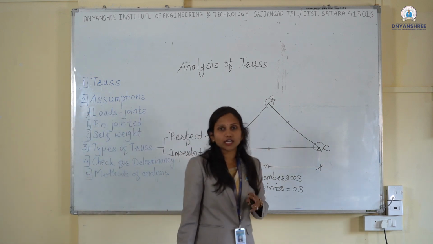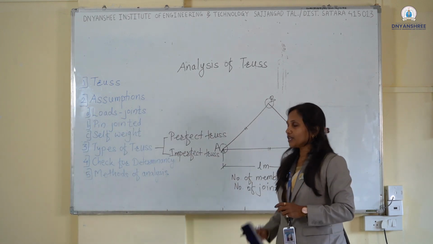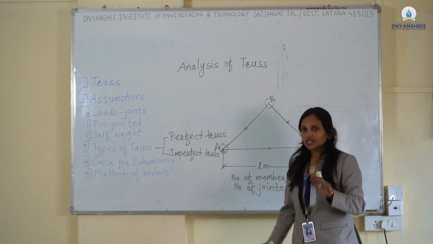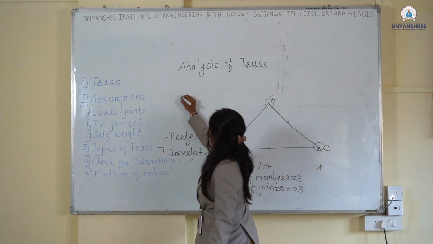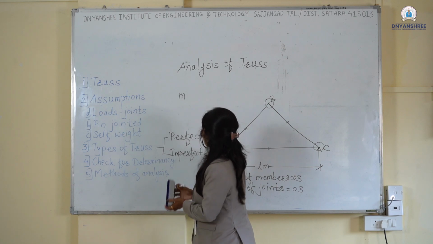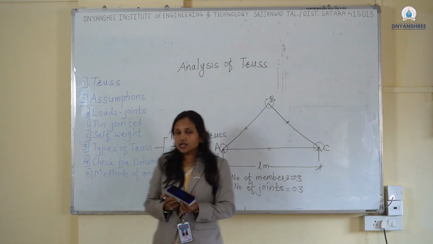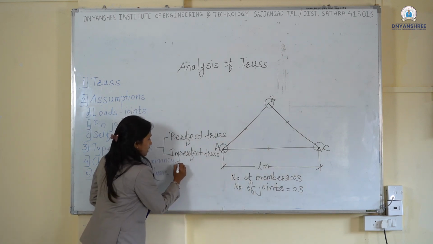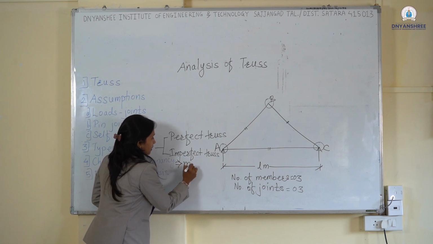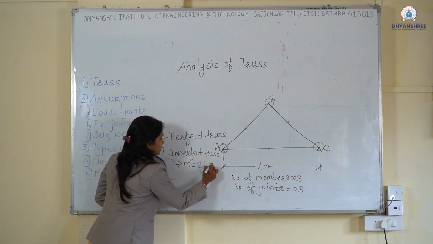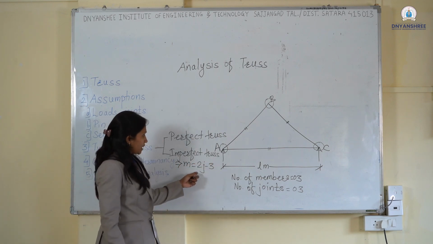Now what is this check for determinacy? In a determinacy check, we have to check the equation m equal to 2j minus 3. That is what we have to consider for the check for determinacy: m equal to 2j minus 3. Now what is this m and what is this j?